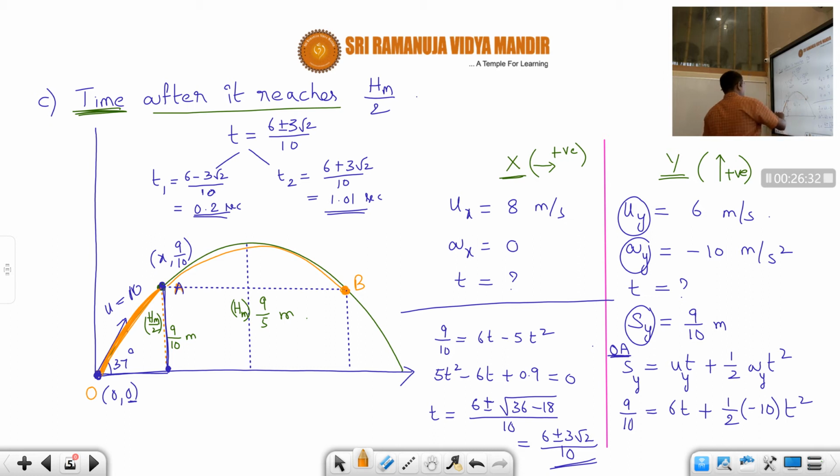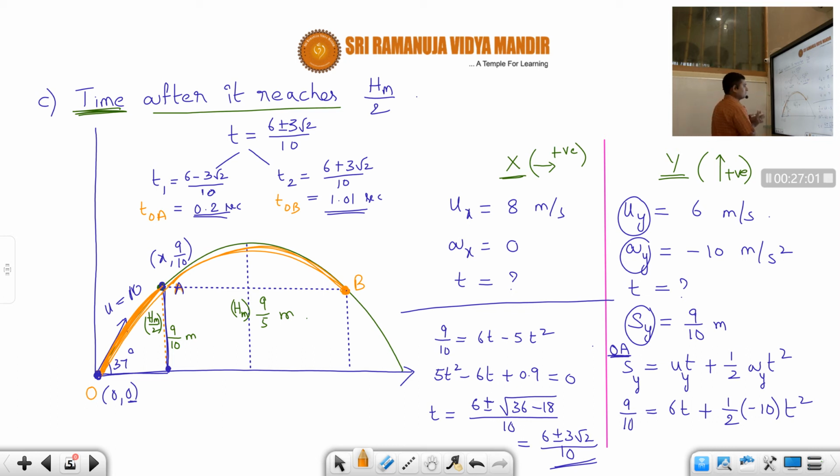The time taken from O to A is less time, no? And the time taken from O to B, this is O to B. Okay, students, time taken from O to B is this one. This is O to A, this is O to B. So this is the time taken from O to B. This time is 1.01 second. I hope you got this one.